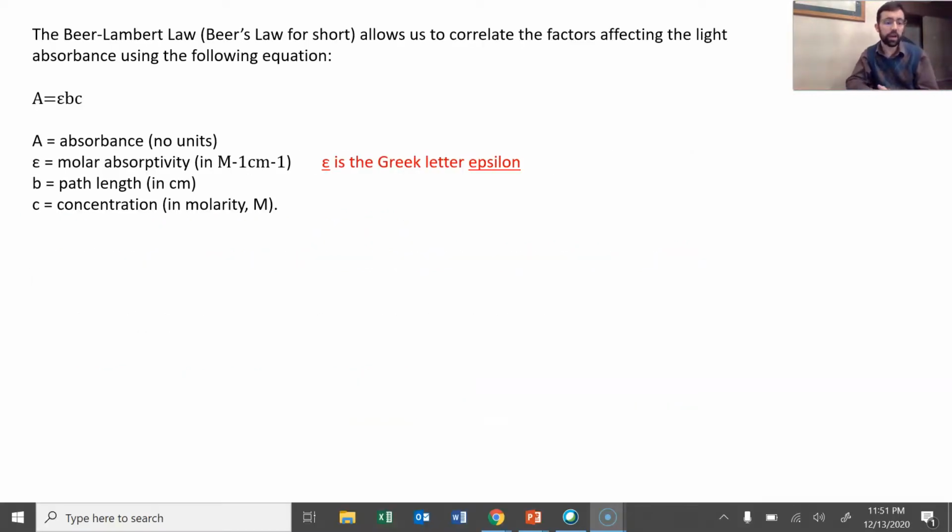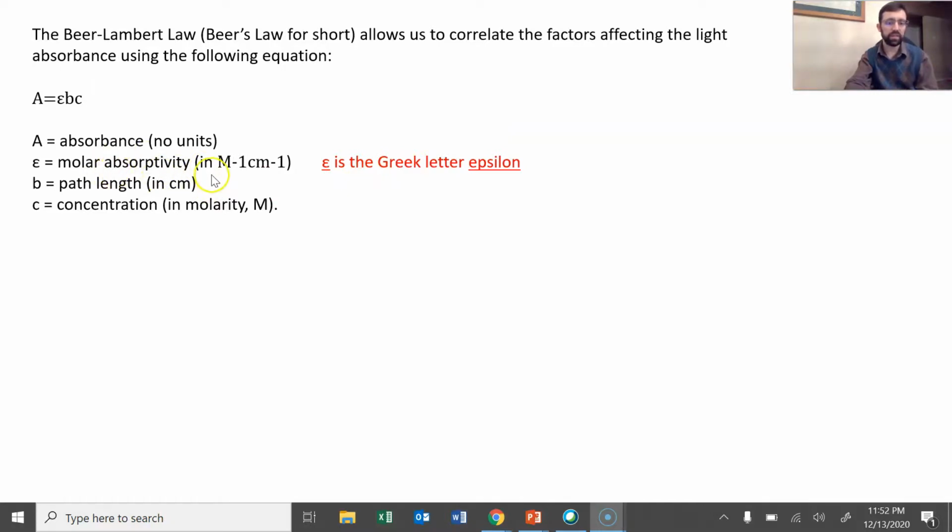All right, so now let's talk about the Beer-Lambert law, and that is what we're relating all of this to. Sometimes we call it Beer's law for short. It allows us to correlate the factors affecting light absorbance using this equation, where A stands for absorbance. Epsilon, the Greek letter epsilon, it kind of looks like an E, but you need to know what we mean when we say epsilon values.